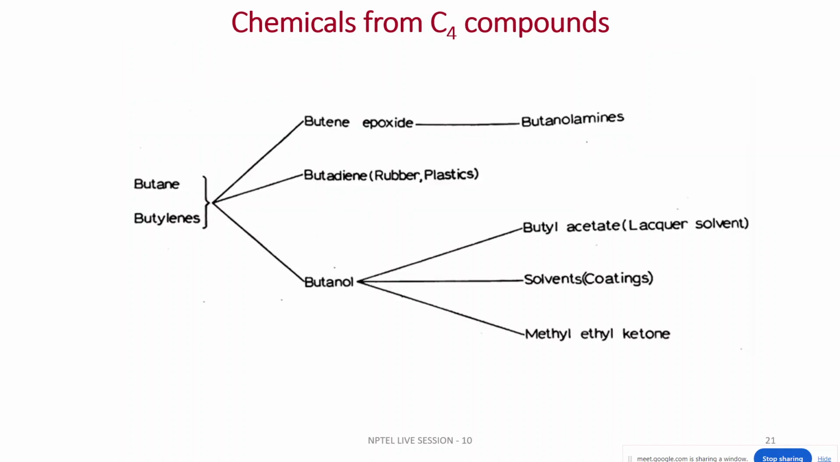So now we will be focusing more on the C4 compounds. What are the chemicals that can be produced from the C4 compounds? The raw materials are butane and butylene. We can have butene epoxide from them, butanoamines can be produced, butadienes for the rubber and plastic industry, butanol, butyl acetate, which can be used as solvents, and methyl ethyl ketones can also be produced from butanol. This butanol production we have already discussed; it can be done by the oxo process.